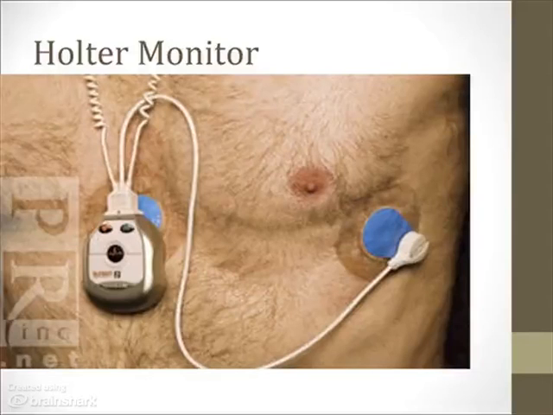The patient is encouraged to go about their active daily living activities. They keep a diary where they can record their episodes of chest pain or anything else that they're concerned about. They can push a button when these symptoms occur, when they have pain, palpitations, difficulty breathing, or become dizzy. Markers are on the tape for later comparison.